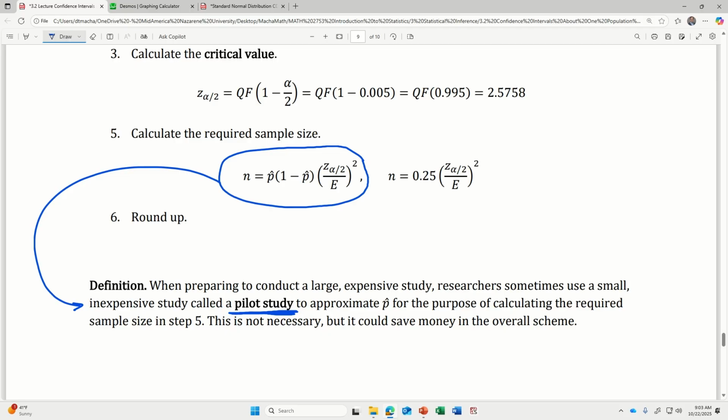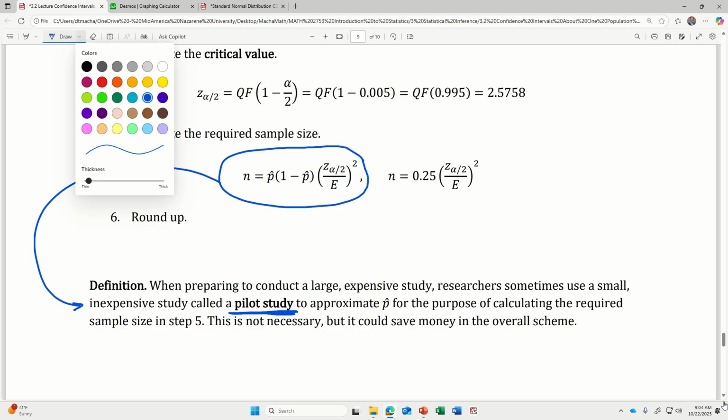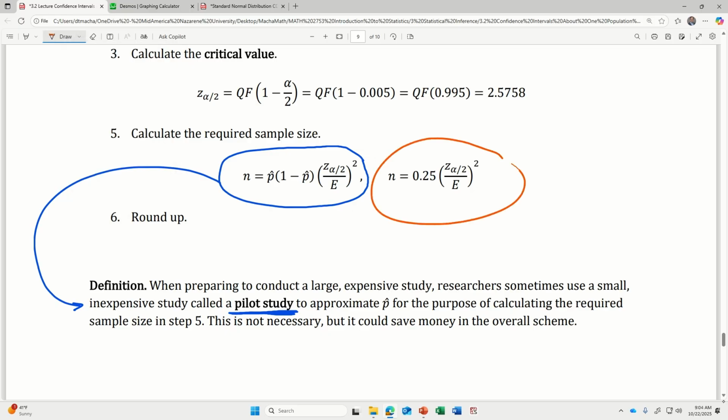If you don't want to do a pilot study, you can use this formula. This is the formula for no pilot study. But in orange, this is the worst case scenario. The orange formula is always going to give you an n larger than the blue formula. It's always going to tell you need a larger sample size if you use the orange formula. The benefit is you don't have to do a pilot study. The drawback is that it's going to give you a larger number than what the blue formula will give you.